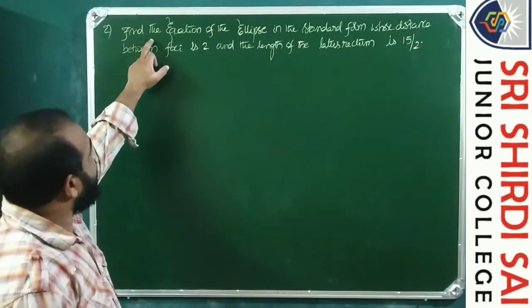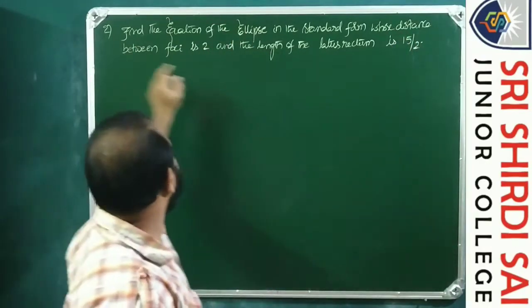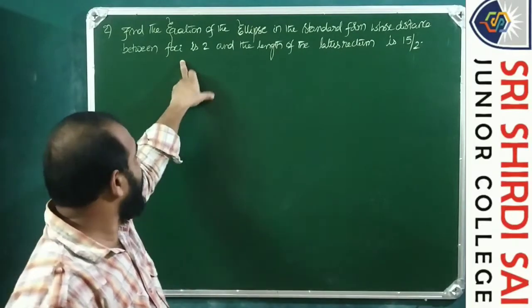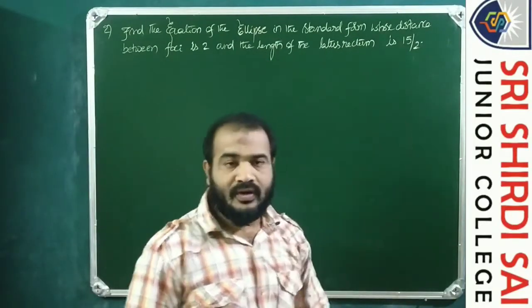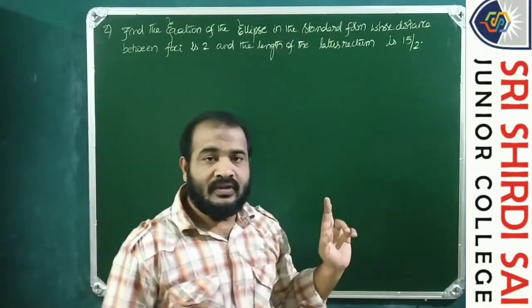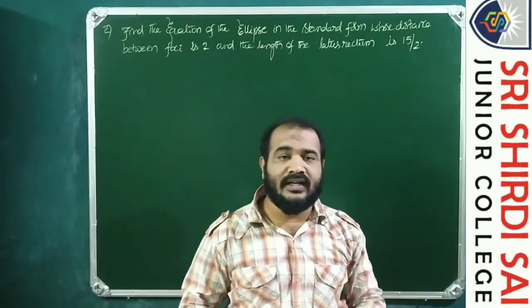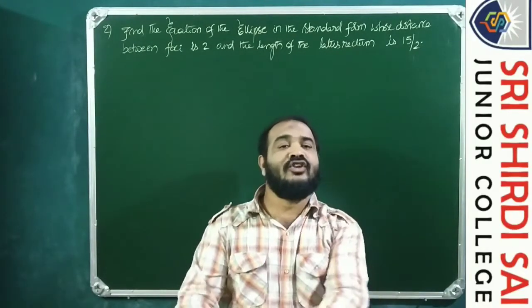Second question: find the equation of the ellipse in the standard form whose distance between foci is 2 and the length of the latus rectum is 15 by 2. Here, the equation of the ellipse in its standard form. The ellipse is said to be in its standard form if and only if the center is at the origin.